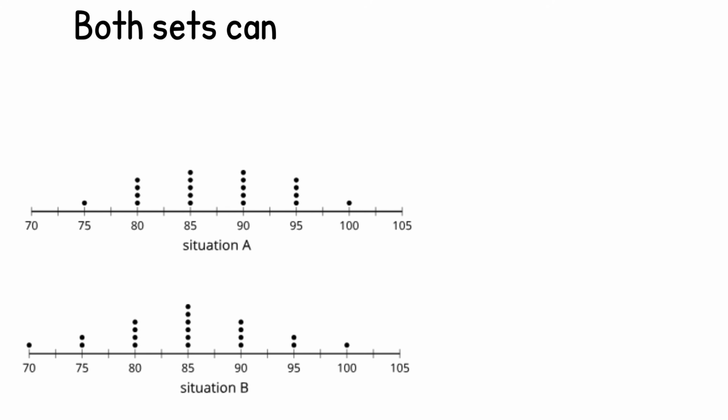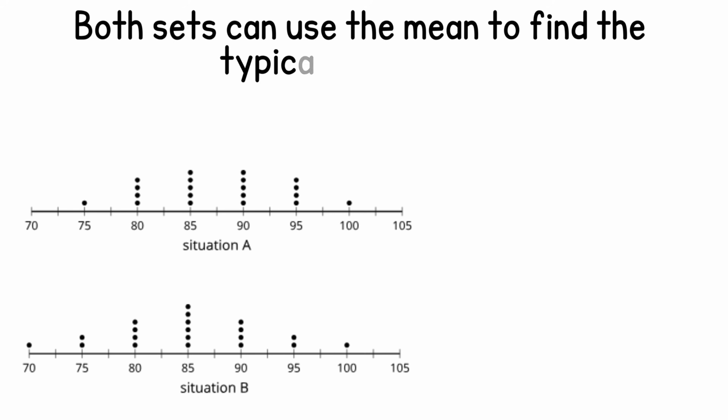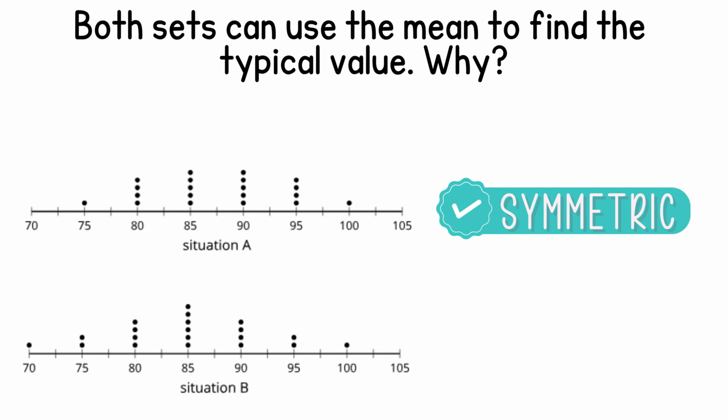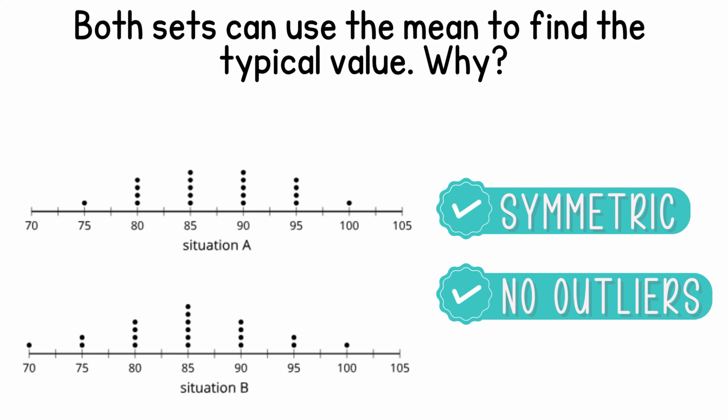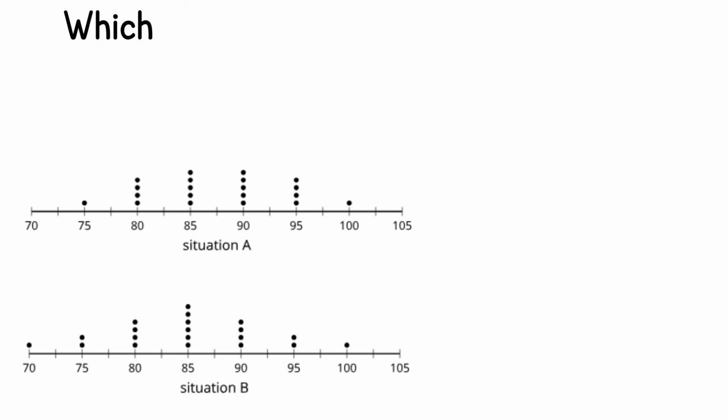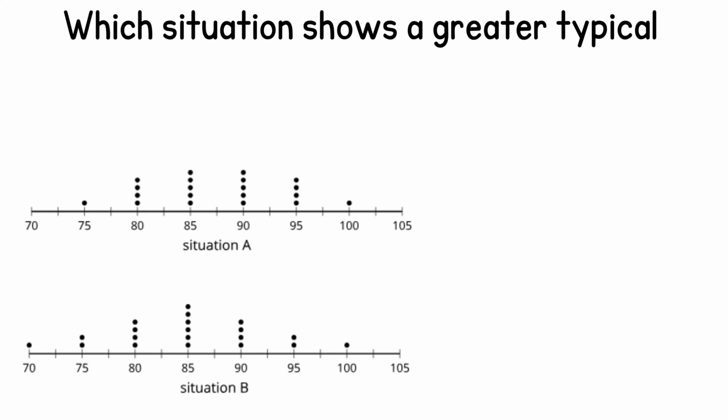Both sets can use the mean to find a typical value. Why? Well, we know that we can use the mean to find the typical value when the data is symmetric and there are no outliers. When we look at both of these dot plots, we can see that they increase and then decrease the same way. So these are both symmetric. And they also don't have any outliers, so that's why we're able to use the mean to find the typical value in this case.